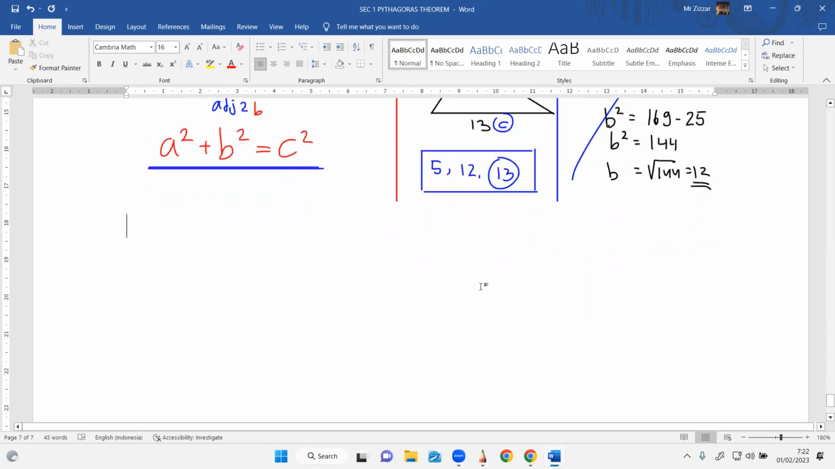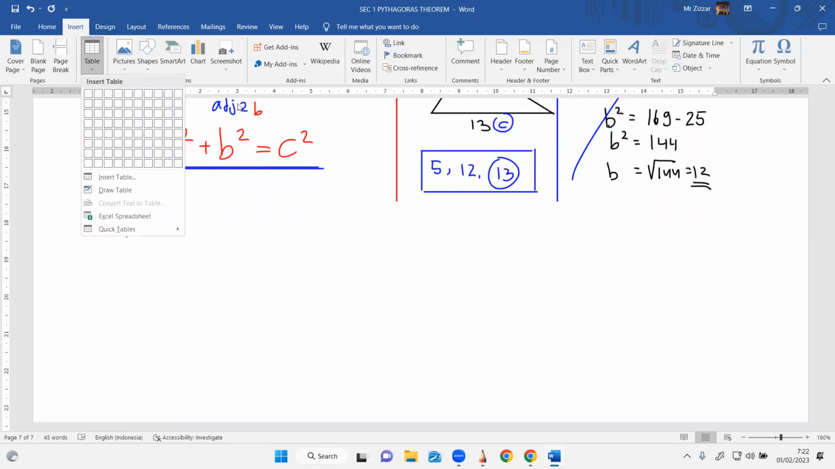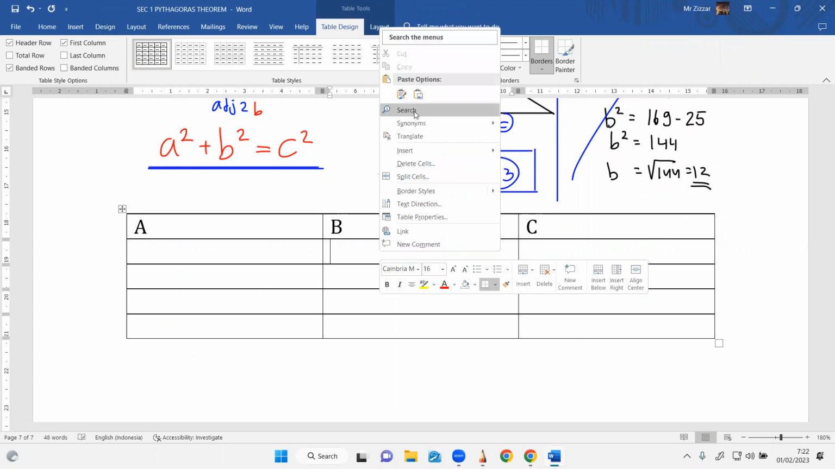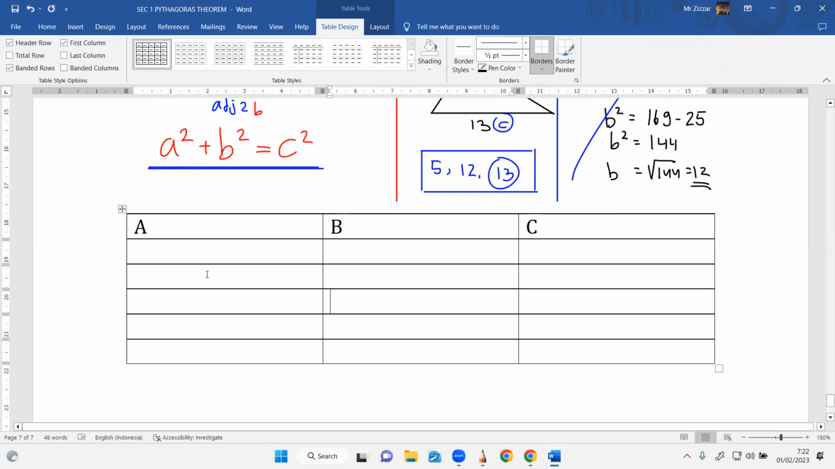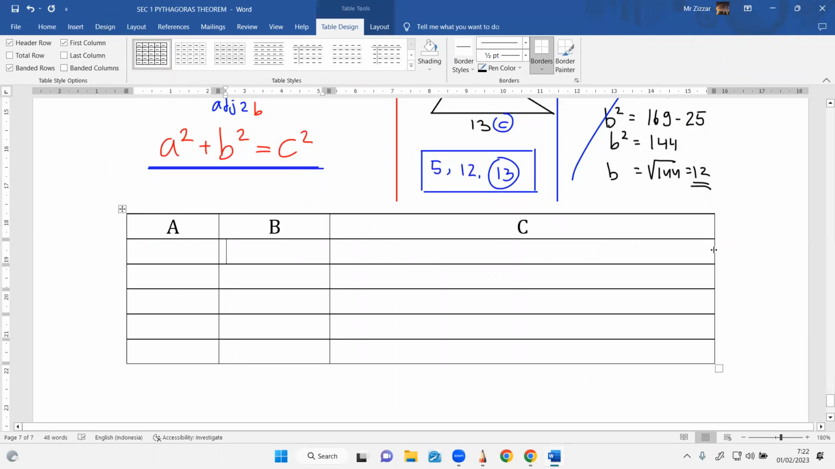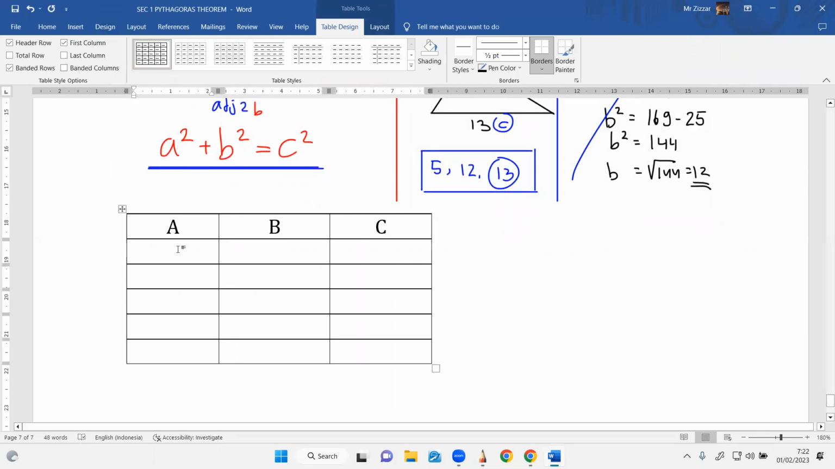Let's see another Pythagorean triple. So let's say this is A, B, C. I will give you 5 Pythagorean triples to memorize. Again, if you don't memorize, it's okay, but it will waste your time. A and B can be switched, but C is always the hypotenuse. First, what we already learned, 3, 4, 5, right? And then what next? 5, 12, 13. Do you remember?